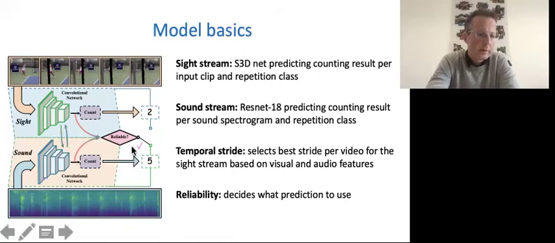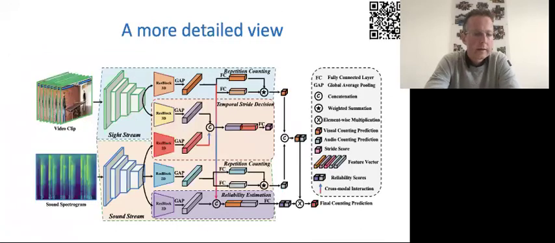And then last but not least, we have a reliability module that decides what prediction to use, so whether to rely on the sight or the sound. And this is especially useful when the visual circumstances are too bad to make a reliable decision. This is the global overview of the model. This is the slightly more involved version of it. I think I'm going to skip going over all the implementation details. There is a QR code on the top right, where you can find the accompanying source code for the model.